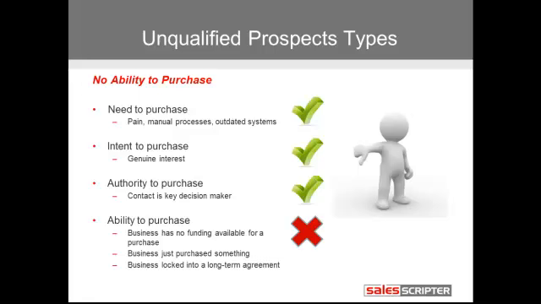Another example is the no ability to purchase. This is another unqualified prospect. In this case, again, we have the pain. The intent to do something is genuine. They're not talking to anybody else. The authority to purchase is there. We're dealing with the VP. But the reality is, in this case, the business just has no funding, or the business just purchased something in the area that you provided.